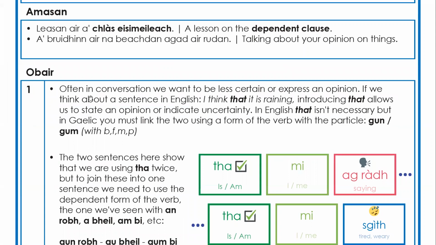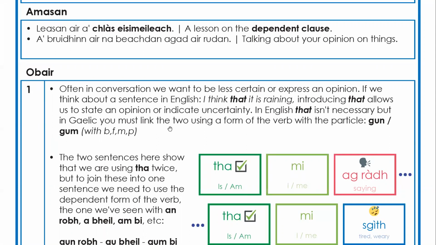So often in conversations, we want to be less certain or express an opinion about something. If we think about a sentence in English, "I think that it is raining." Introducing "that" allows us to state an opinion. We're not just saying it is raining, but we think that it is raining. And in that English example, the word "that" isn't necessary. "I think it is raining" would be okay in English.